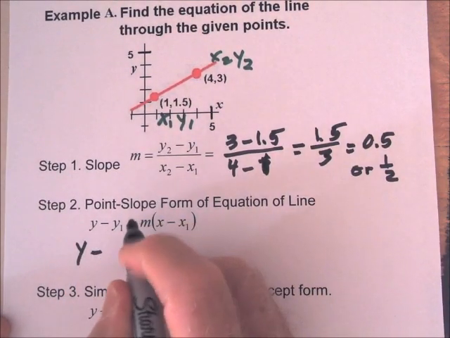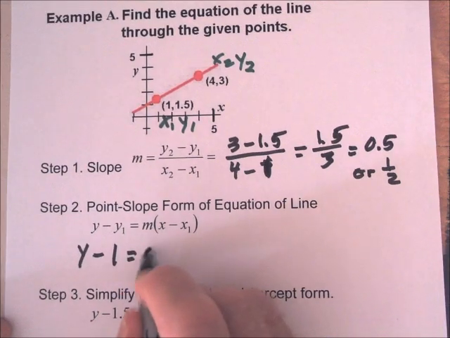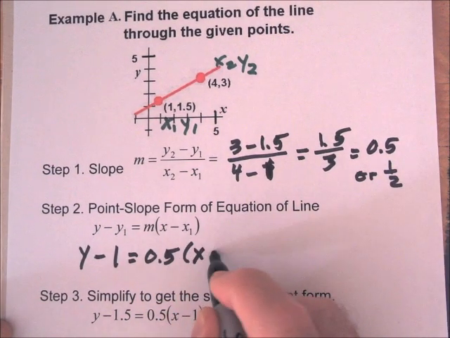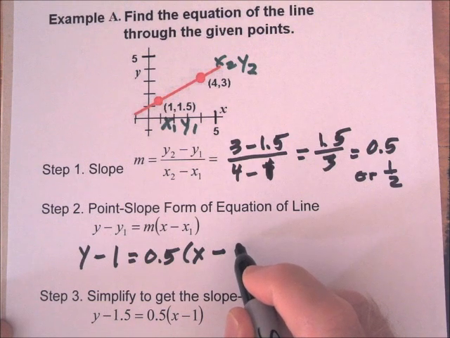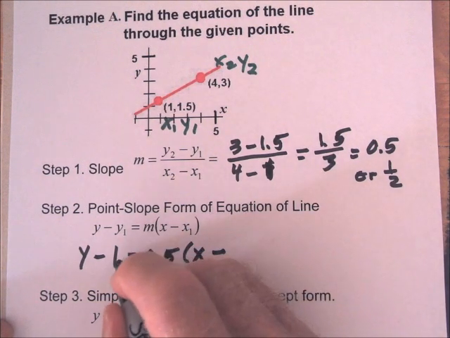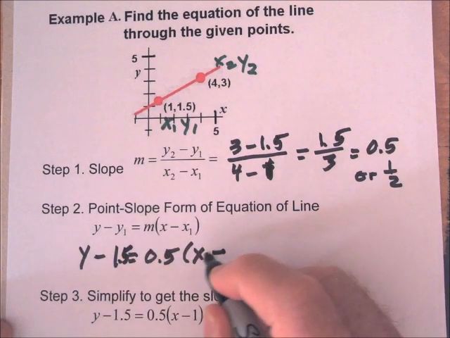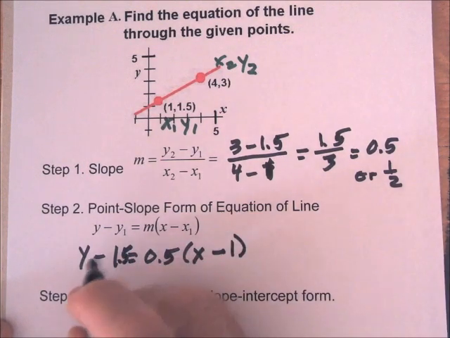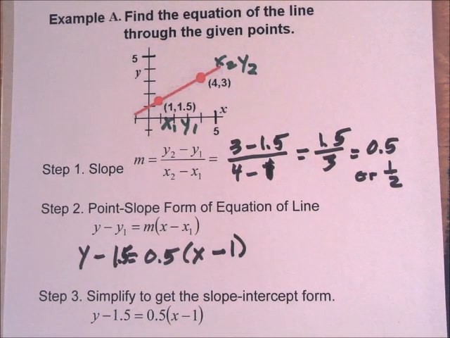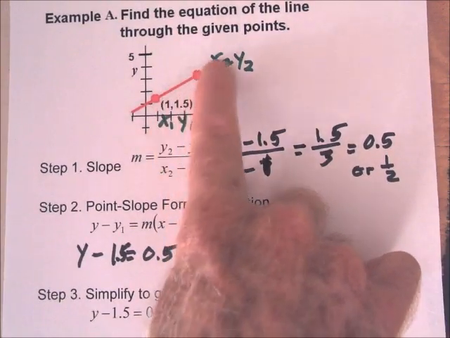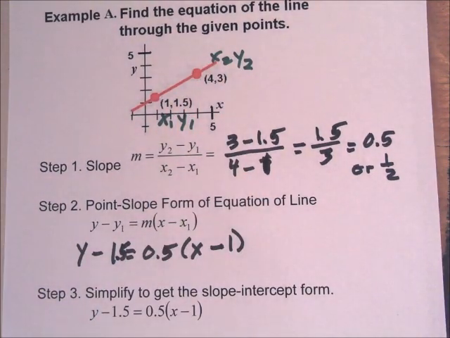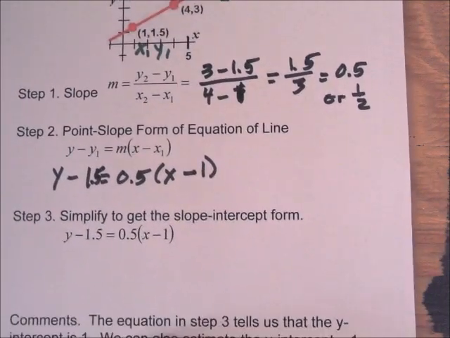y minus y1, y minus 1.5 rather, equals 0.5 times x minus 1. So it's y minus y1 equals 0.5 times x minus x1. And so that's the point slope form. This point slope form is not unique. We could have used the other point, or actually we could have used any point on the line, and we'll get a point slope form. But if you simplify it, there's basically only one slope intercept form.